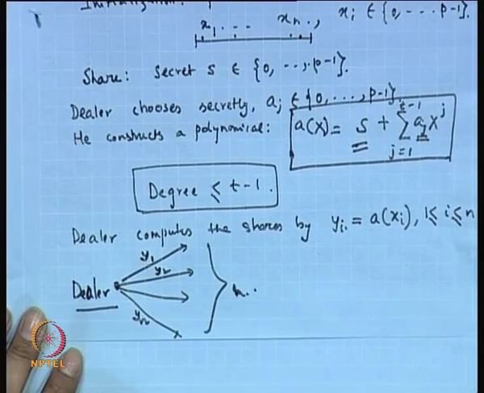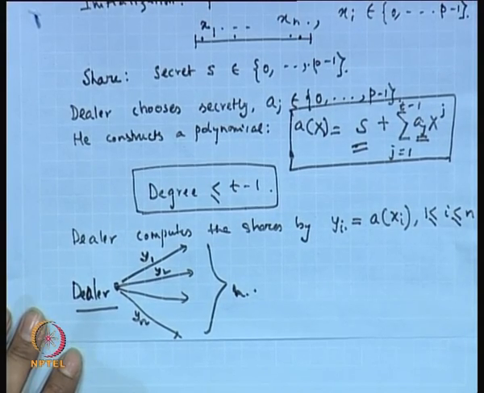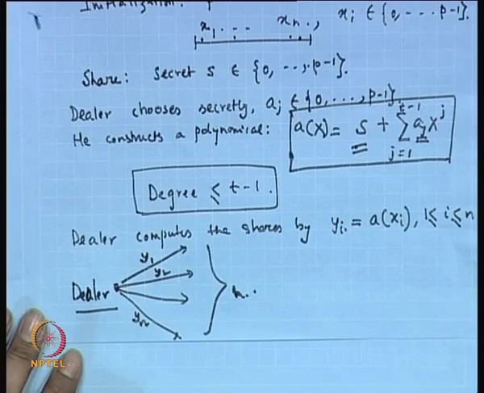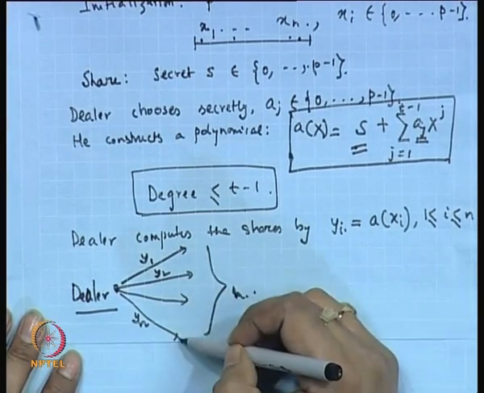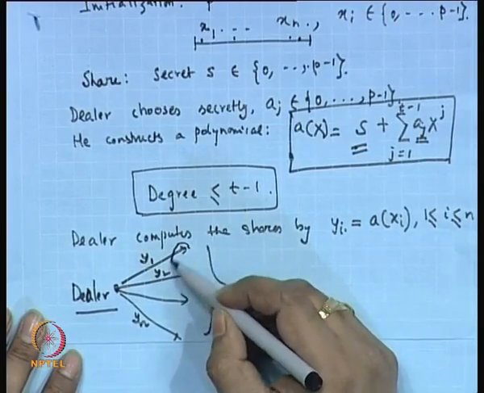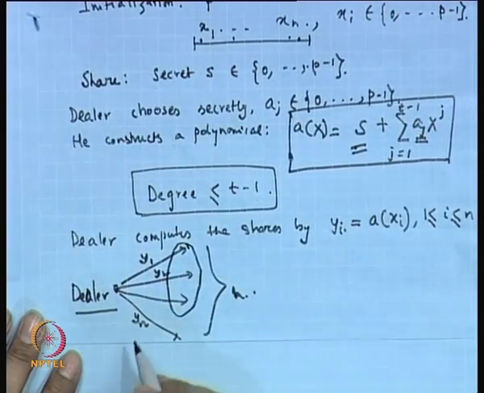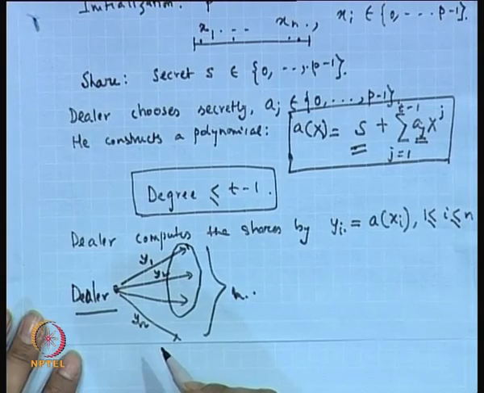Now you know that the secret is actually the value a 0 of the polynomial a x, right. And what we have to understand is that if t members of these players combine, then they can actually compute the corresponding constant term, because the constant term is the secret, right. Is it clear?